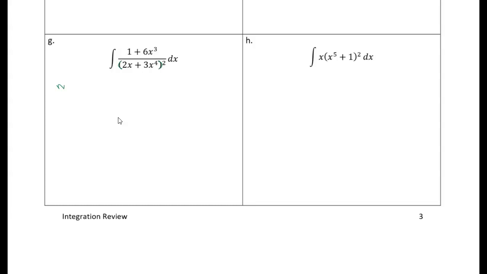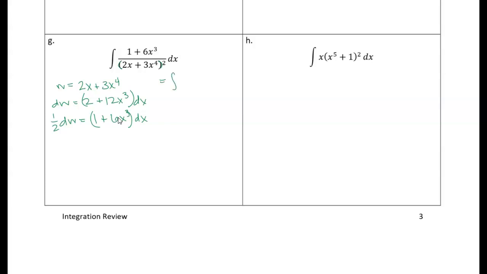And I'm going to let w equal 2x plus 3x to the fourth. Okay, so that dw is equal to 2 plus 12x cubed, all right, times dx. And that derivative doesn't quite match what I have in the top, but if I divide it by 2, it will. So let's say 1/2 dw is equal to 1 plus 6x cubed dx. Okay, so now let's make that substitution.